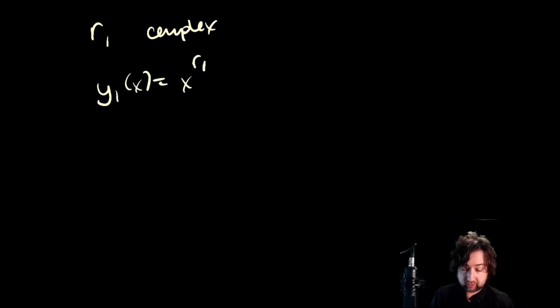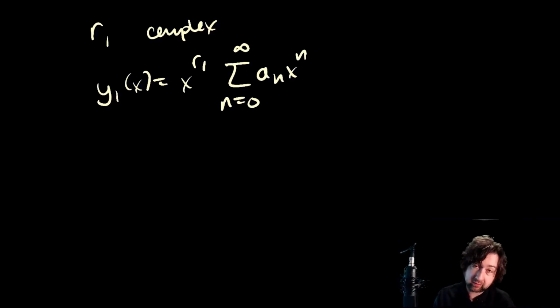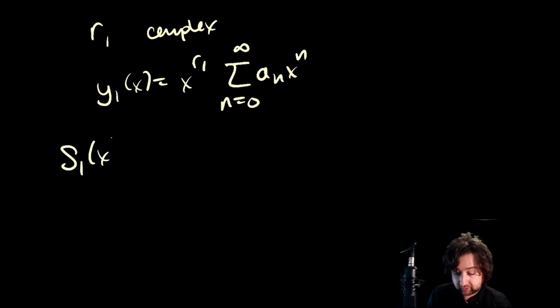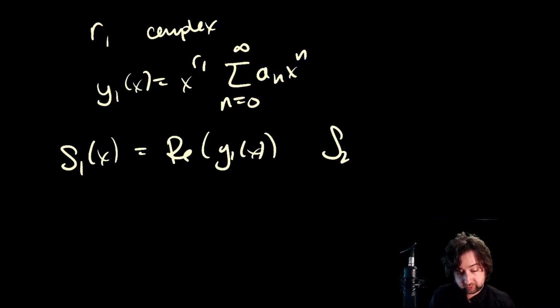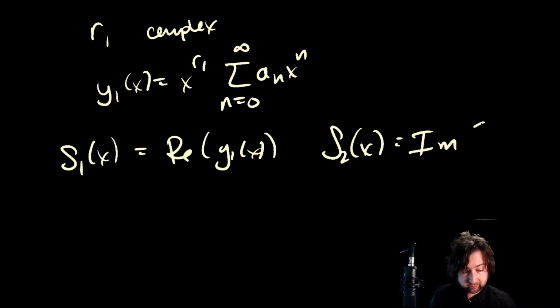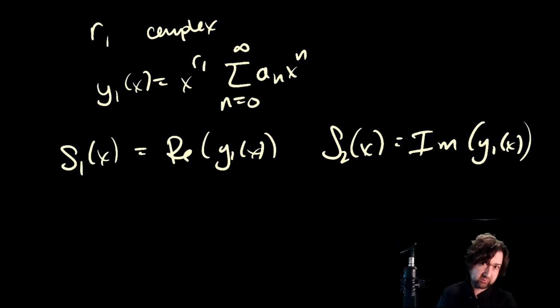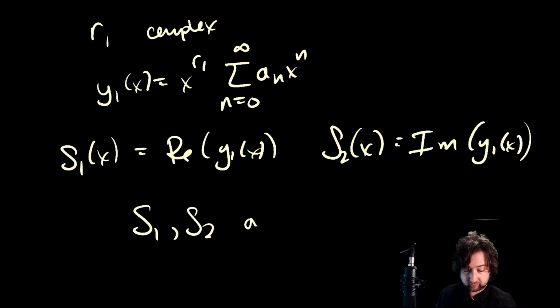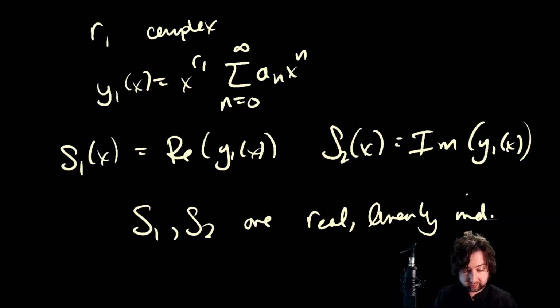How do you do that? Well, if R1 is complex and you write down y1 of x is equal to x to the r1 times the sum from n equals 0 to infinity of a n x to the n, where the a n's are complex, then you have two different solutions to the original differential equation that are given by s1 of x is the real part of y1 of x, and s2 of x is the imaginary part of y1 of x. So s1 and s2 are real linearly independent solutions.